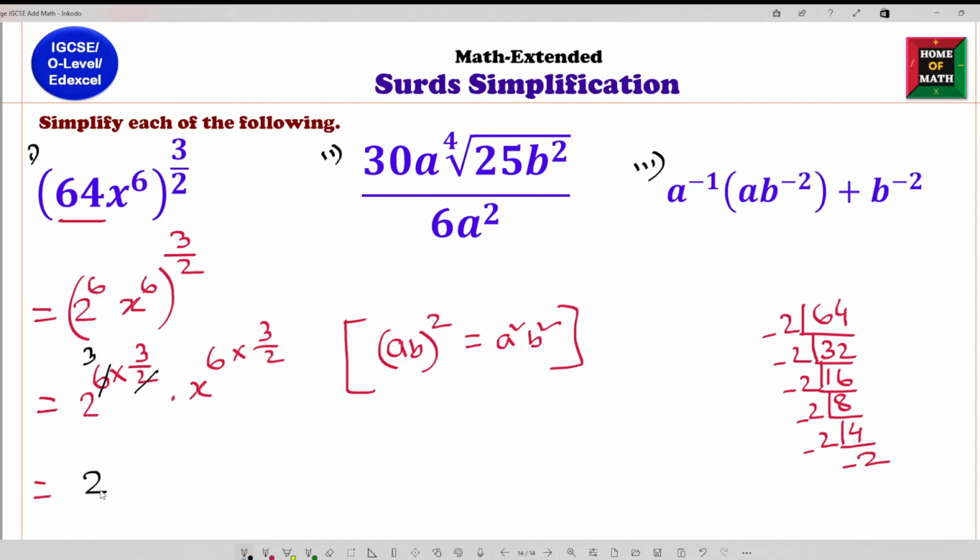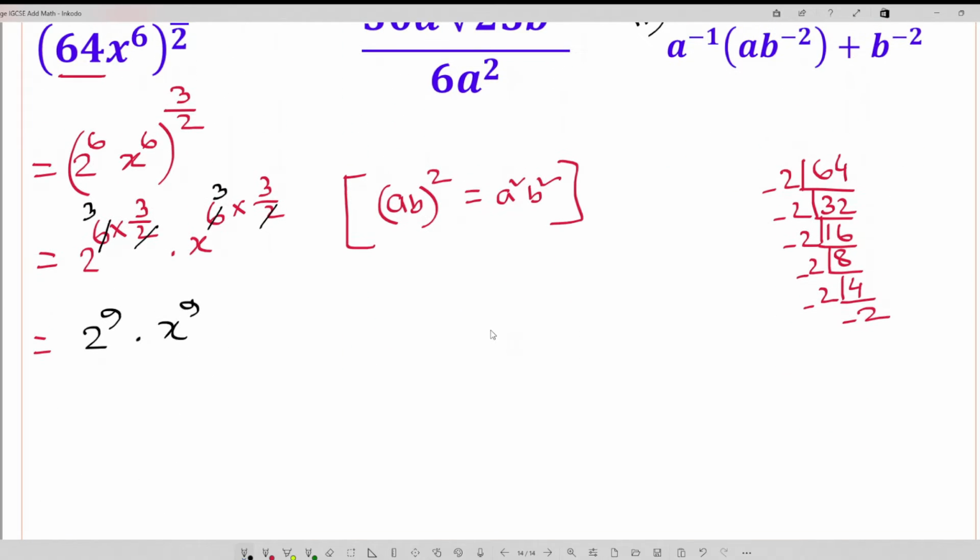So we can write 2 to the power 9 times, again 6 divided by 2, it will be 3, so x to the power 9. So what will be our answer? 2 to the power 9. 2 to the power 9 means what? 512 times x to the power 9. Okay. So this is our first answer done.